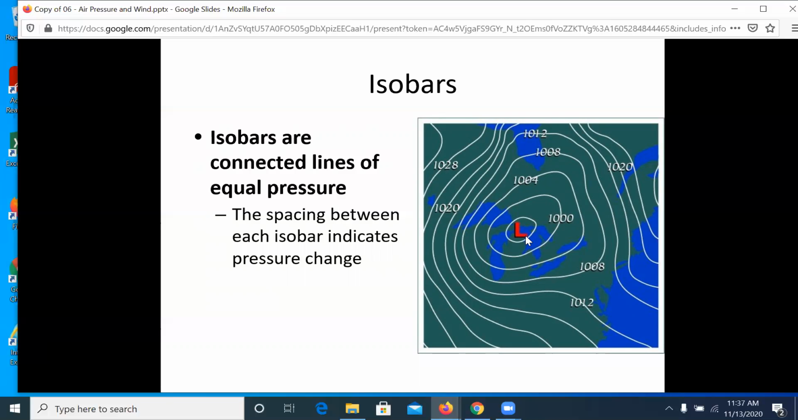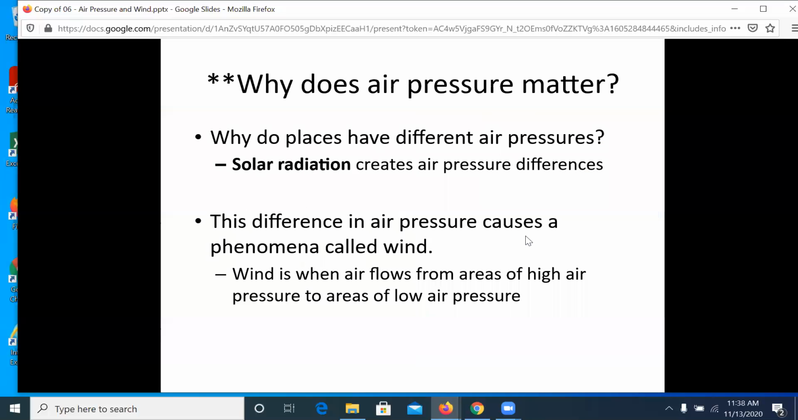Awesome. Okay, so those are isobars. Again, they're lines that are connected lines of equal pressure. That's how scientists indicate pressure changes in an area. And that's often something that you might see on your Weather Channel.